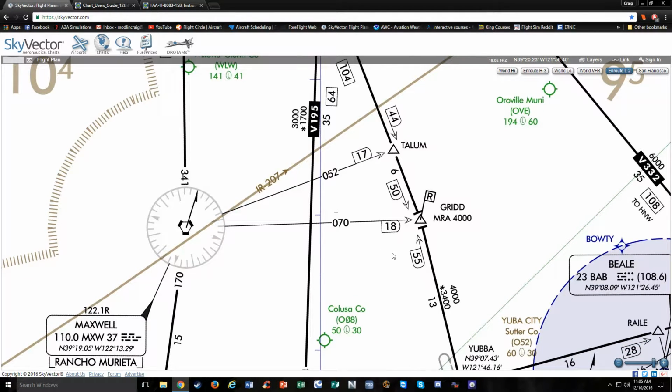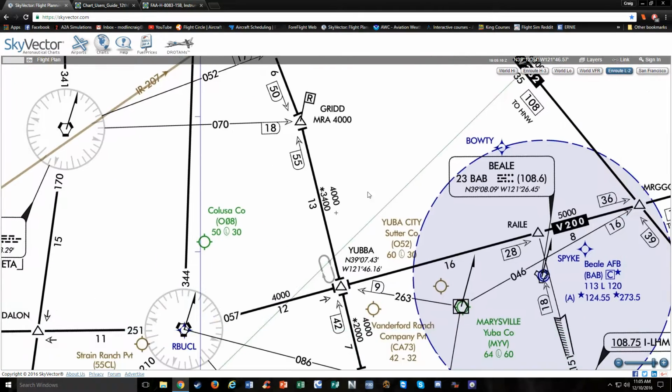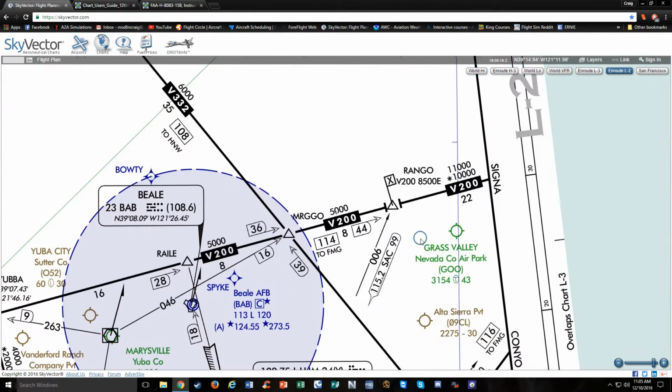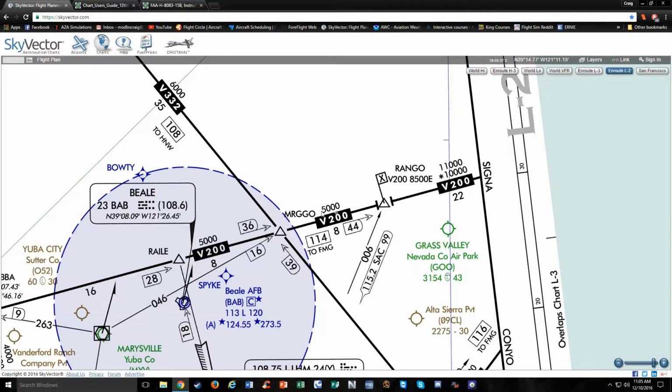Okay, the next altitude is going to be a minimum crossing altitude. We have one of these over here at Rango intersection. If you're traveling on Victor 200 eastbound, we have to cross this fix at 8,500 feet. This is identified by the flag with the letter X. X for crossing, X for danger. That's because the terrain is rising. You see the MEA goes up from 5,000 to 11,000.